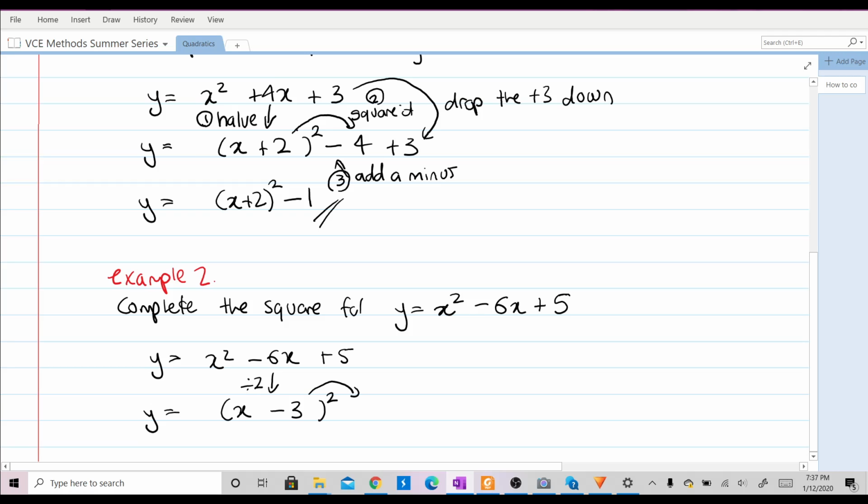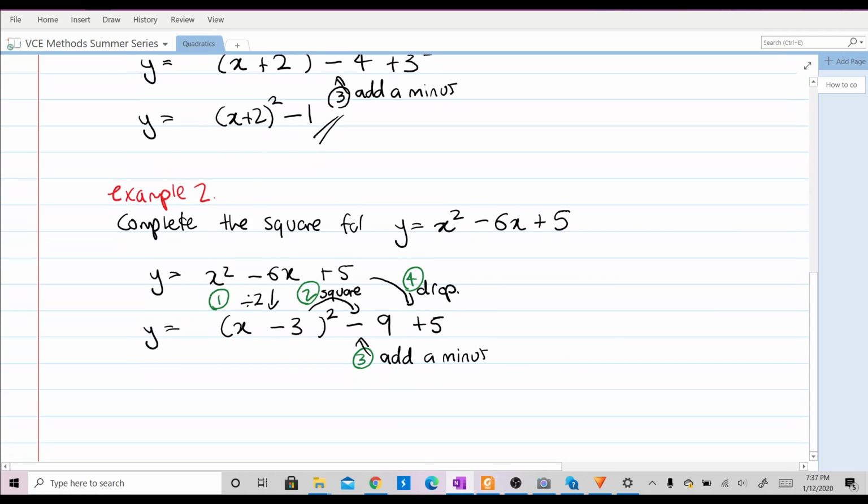We're going to square negative 3. That becomes 9. And no matter what the number is, always add a minus. And then we're going to drop the plus 5 down. So remember, the order is divide by 2, square it, add a minus, and then drop the 5 down. Once we have that, we have (x minus 3) squared minus 4. Second example done.